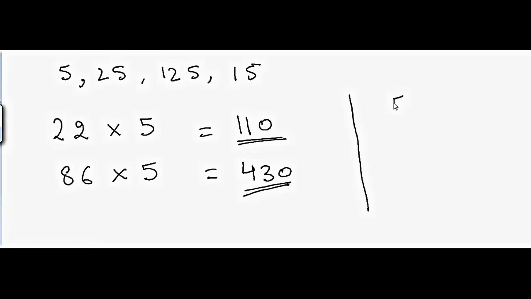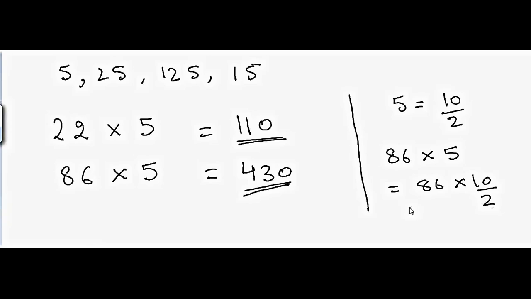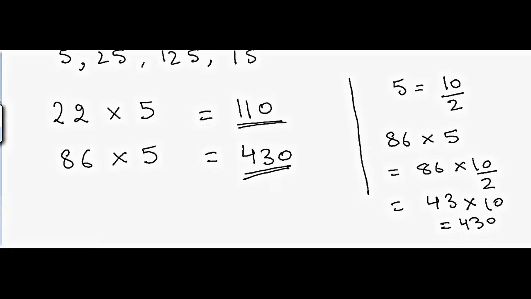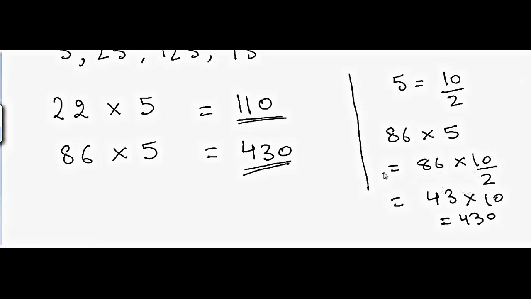So 5 is equal to 10 divided by 2. So in a way, if I multiply 86 by 5, that is equal to 86 into 10 divided by 2. So that will be equal to 43 into 10, which is 430. As you can see, this is nothing new, and most people already know this, but we don't remember this concept when we are doing some calculations in the exam or in the market. So it's very handy if you remember this kind of concept.